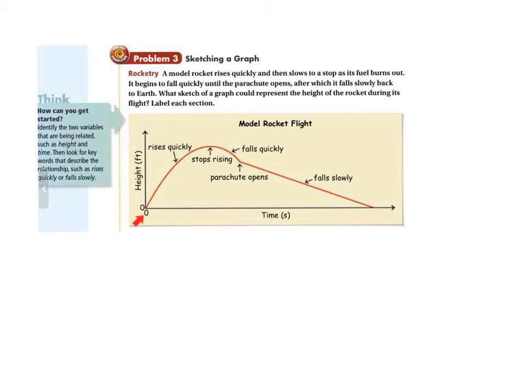Let me say that again. It's on the ground, 0 height, you light it, and it rises quickly. And it runs out of fuel, so it starts slowing down, stops rising. It's probably about right here that it runs out of fuel, I bet. And then it stops rising, and then it starts falling pretty quickly after a few moments. And again, it would have fallen more quickly and crashed into the Earth, but the parachute opened. So it opens, and it goes slowly back to Earth.